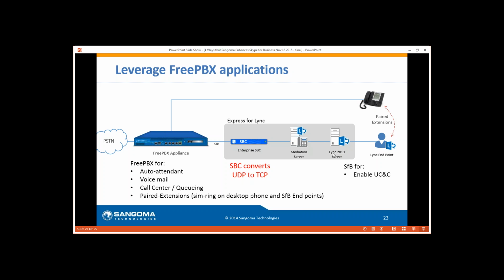You can enable unified communication if you're using FreePBX. You can also enable a lot of these simple features you would expect, like auto-attendant, voicemail, simple ACD, ring groups, things like that, by leveraging FreePBX and use them in combination for deployment.